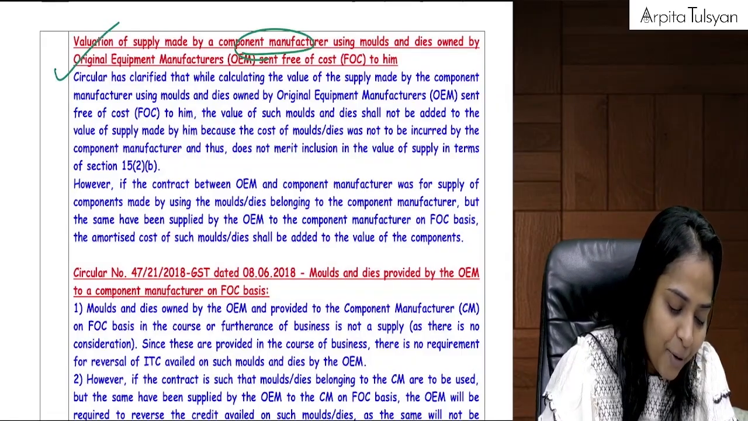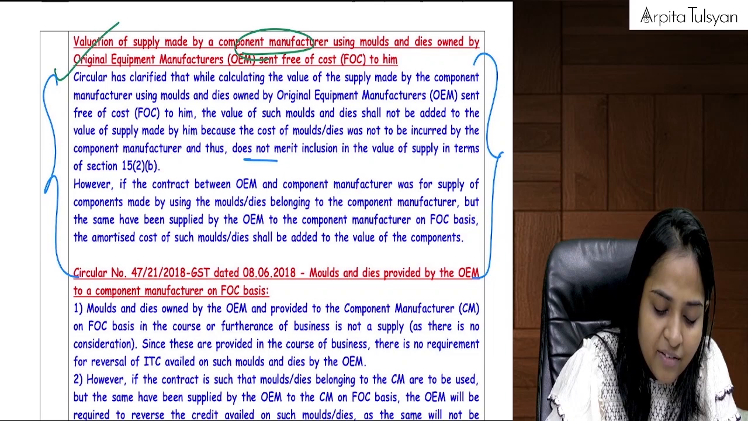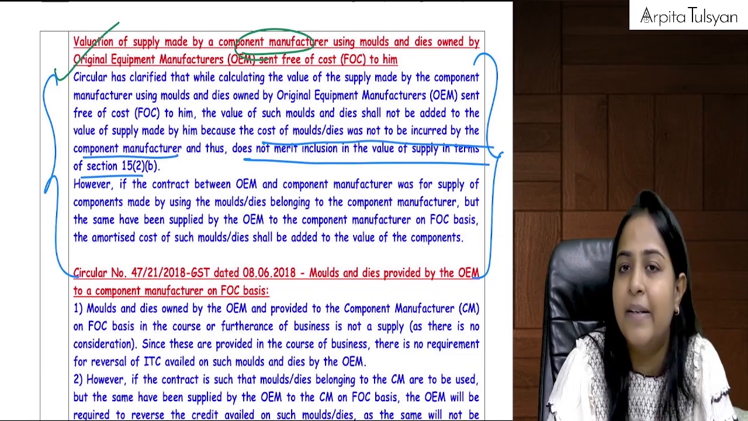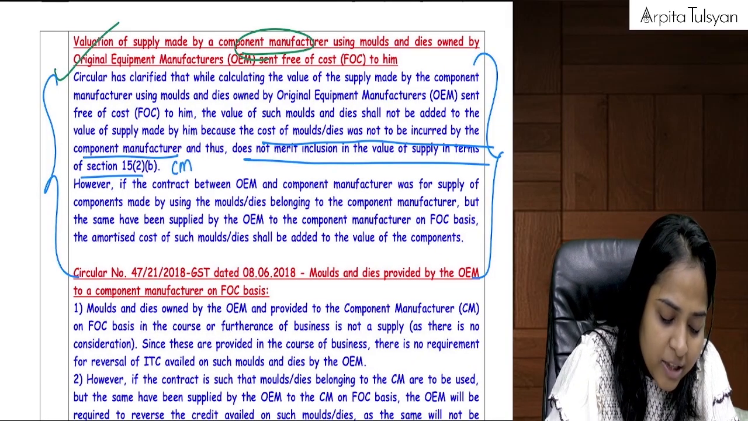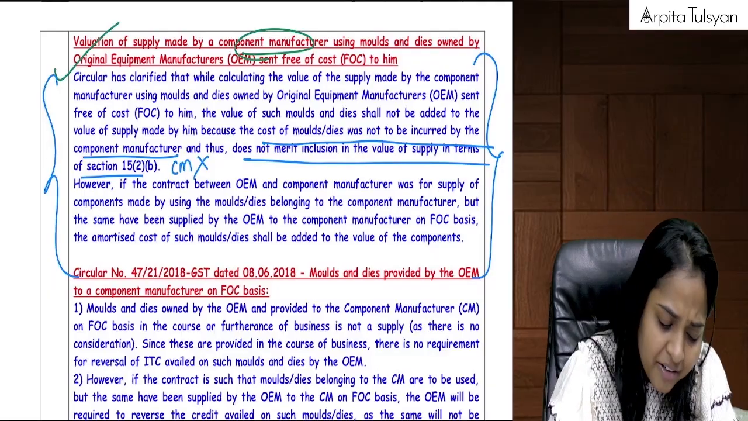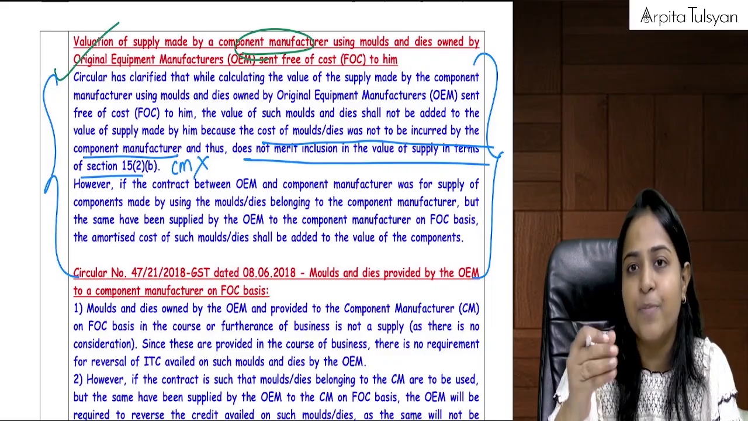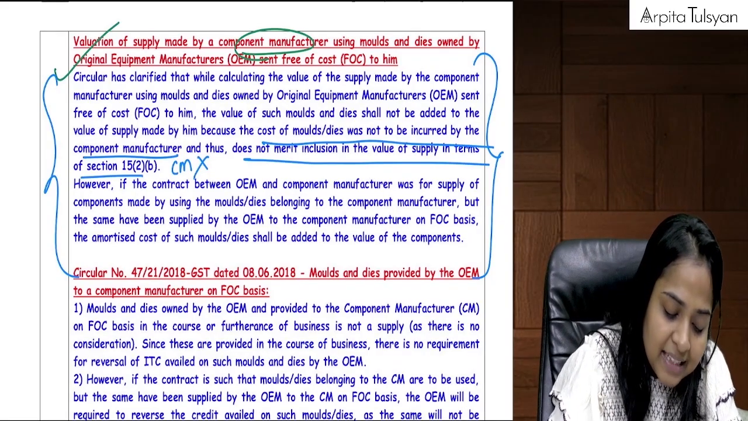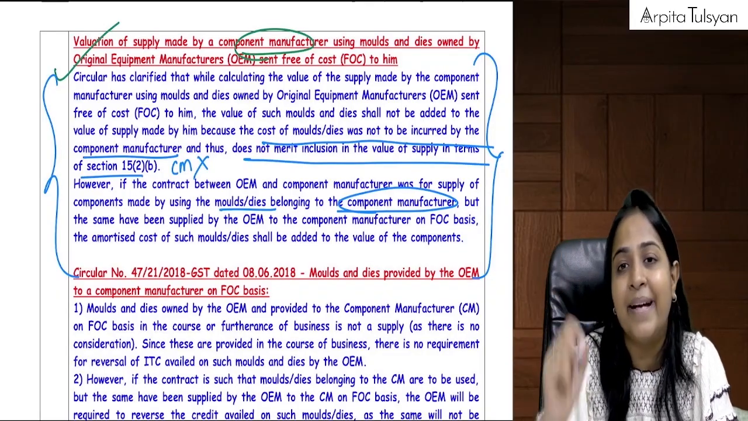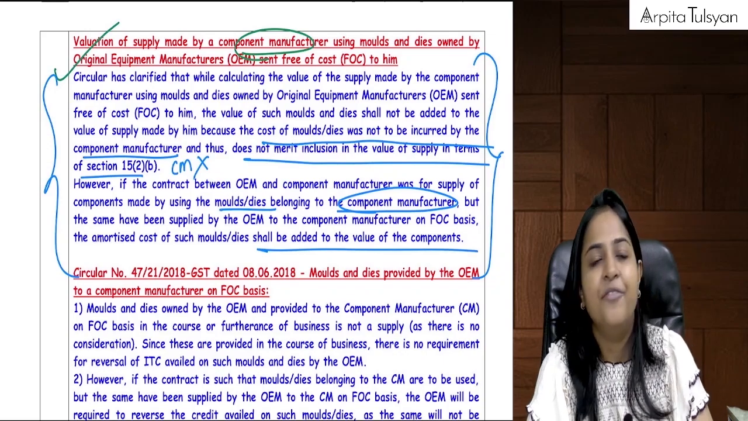Okay, that point is written here. So normally it will not be included in the value provided that the cost of molds and dies was not required to be incurred by the component manufacturer. Means if it was not the responsibility of the component manufacturer to provide the molds and dies, then it will obviously not be added in the value. But if it was mentioned in the agreement between the two that the molds and dies belonging to the component manufacturer will be used, but it was actually paid by the recipient, the original equipment manufacturer, then we will have to add it to the value.